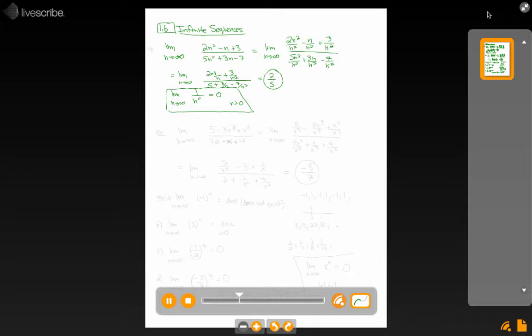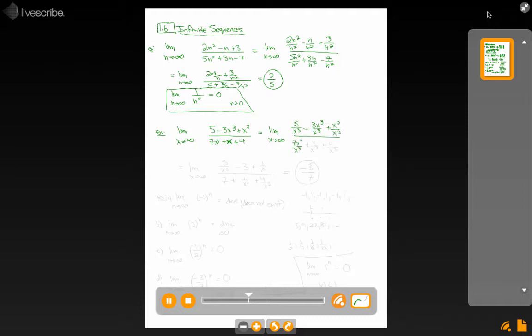So let's try one more along the same line. This limit: the limit as x goes to infinity of 5 minus 3x cubed plus x squared divided by 7x cubed plus x plus 4. If I use the same strategy and ask what my highest degree of x is, it's x cubed. So if I divide every term here by x cubed, I end up with something that looks like this.